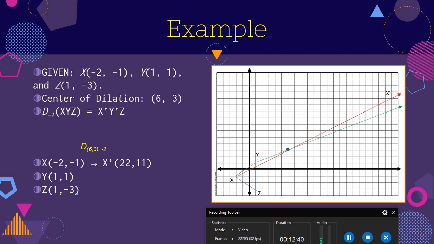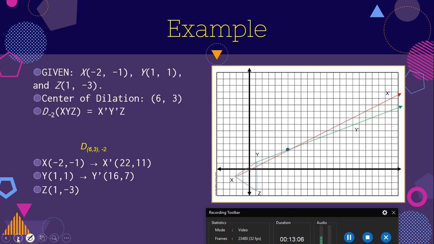Let's do this again now with Y. So I'm connecting Y through the center of dilation, but I'm extending it. The path from Y to the center is rise 2 and run 5. We're going to do that twice to move away, twice as far. So we're going to rise 4 and then run 10. So there's Y prime, and its location is at 16, 7.